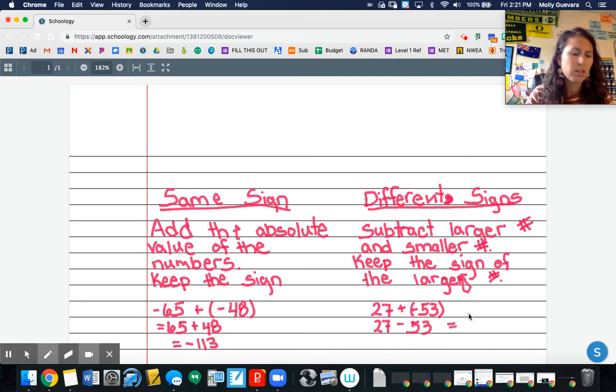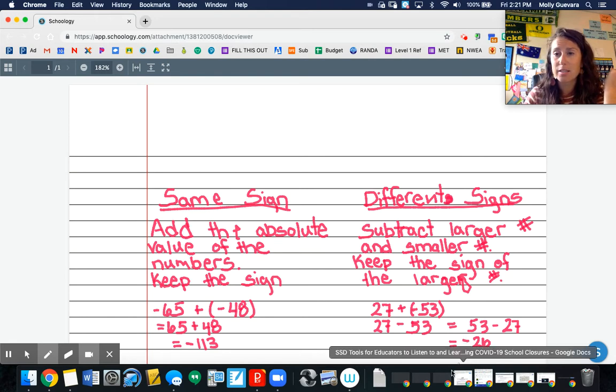And then I ask myself, what's the larger number, 27 or 53? Even though 53 is negative, if I ignore the negative, 53 is larger. So I'm going to take 53 and subtract 27, which gets me 26. Now I have to ask my question: was the larger number positive or negative? In this case, the larger number was negative, so it's going to be negative 26.